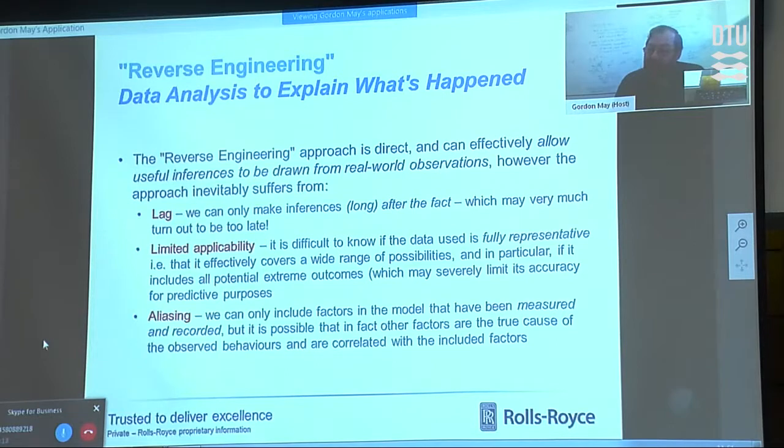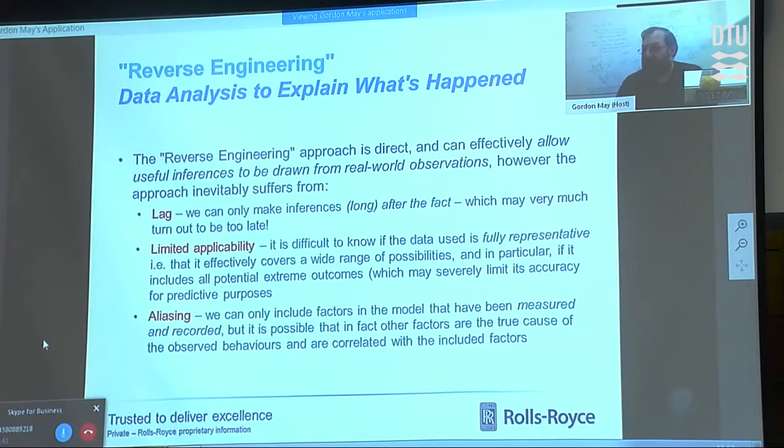The applicability is another one, because they'll typically be local to a particular design or an implementation. So making broad-ranging predictions about larger design changes may not be appropriate. And there is an issue with, as I've called it here, aliasing. So you can only fit the model to data you have available.